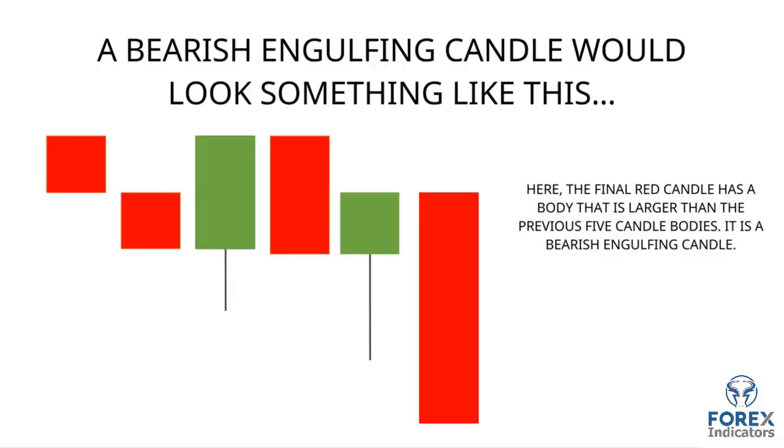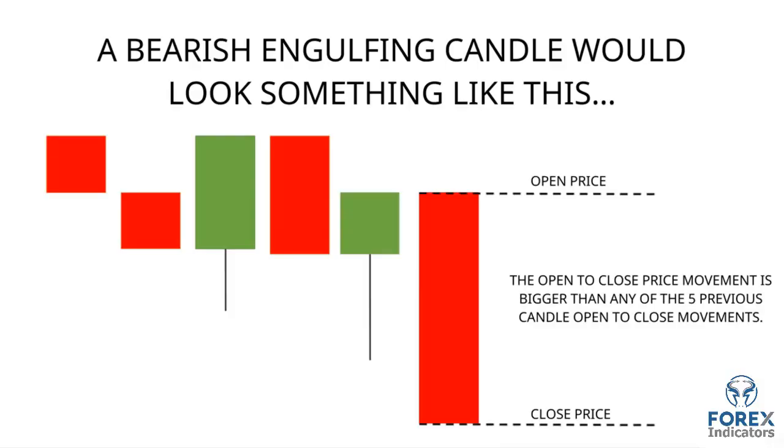A bearish engulfing candle would look something like this. Here, the final red candle has a body that is larger than the previous 5 candle bodies. It is a bearish engulfing candle. The open to close price movement is bigger than any of the 5 previous candle open to close movements.